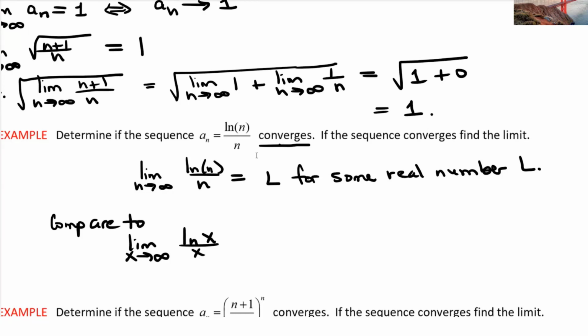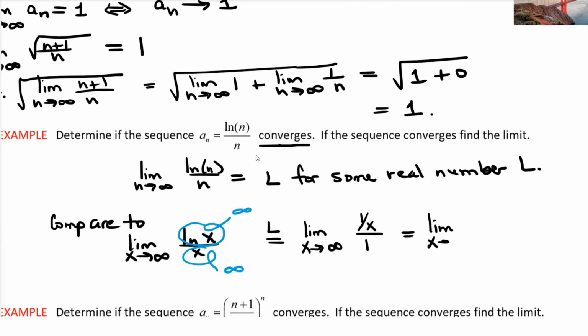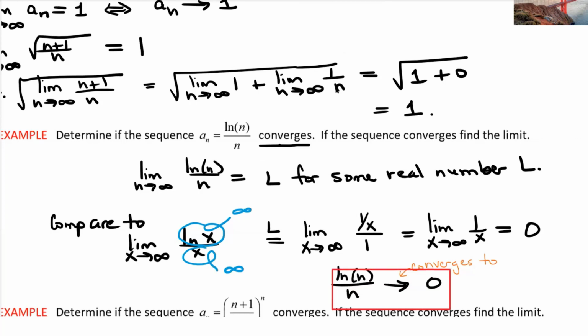If I tried to plug in right away, what form would I get? That's right, because we get infinity over infinity. So we're going to use L'Hopital's rule. That's going to be the limit as x goes to infinity of 1 over x over 1, which is just the limit as x goes to infinity of 1 over x, which equals 0. So we know that the sequence natural log of n over n converges to 0. This arrow is saying converges to. So this would be the answer.